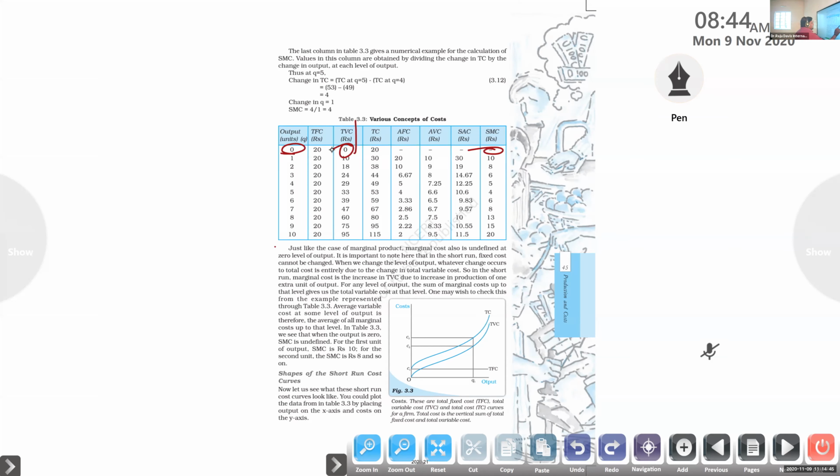Next, fixed cost cannot be changed. Fixed cost is not changing. So in short run production, one input is considered as the total fixed cost, or fixed input, and its value is not changing. In this table, it is 20. Clear or not? Is that idea clear?